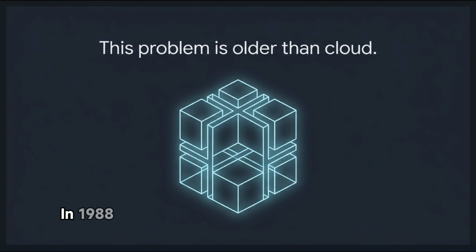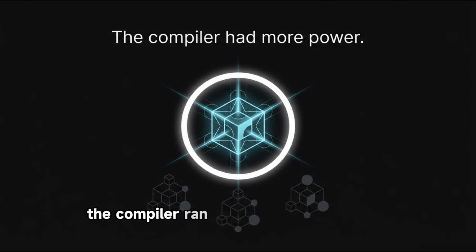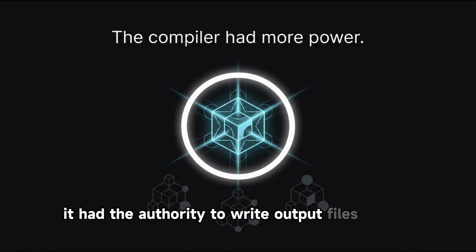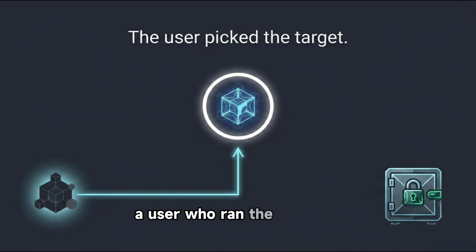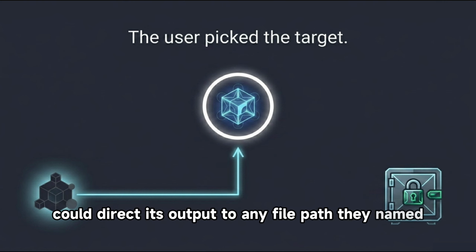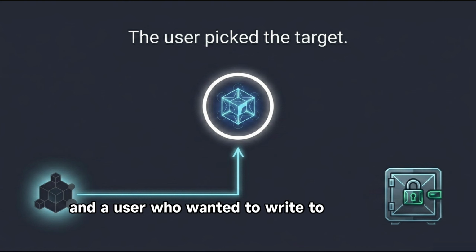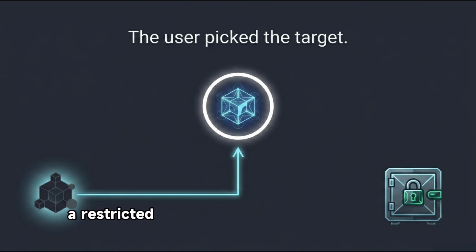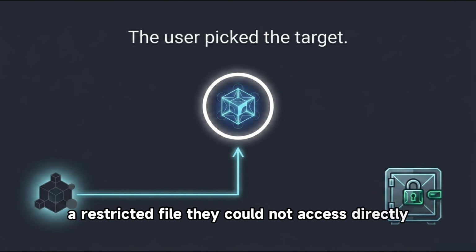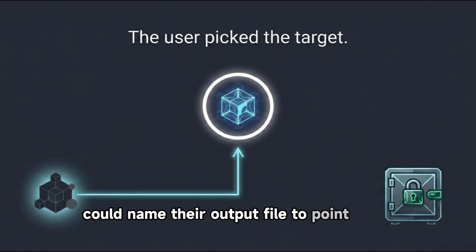In 1988, a computer scientist named Norm Hardy described a security problem he had observed in a compiler system. The compiler ran with elevated privileges. It had the authority to write output files to disk. A user who ran the compiler could direct its output to any file path they named. And a user who wanted to write to the billing records, a restricted file they could not access directly, could name their output file to point there.